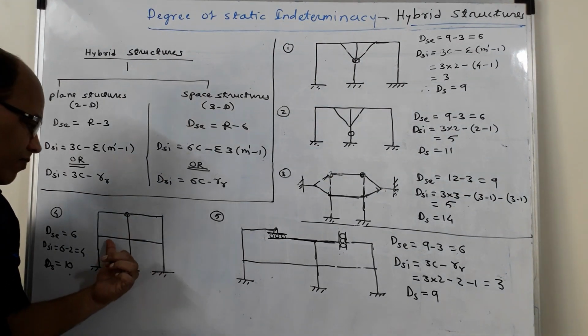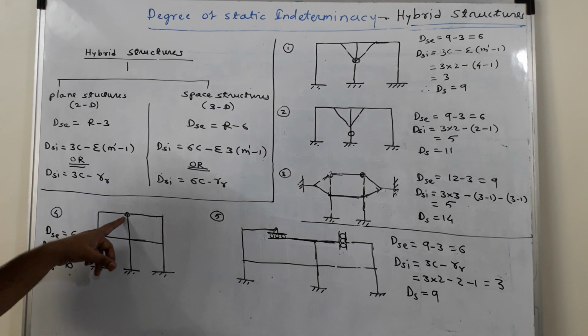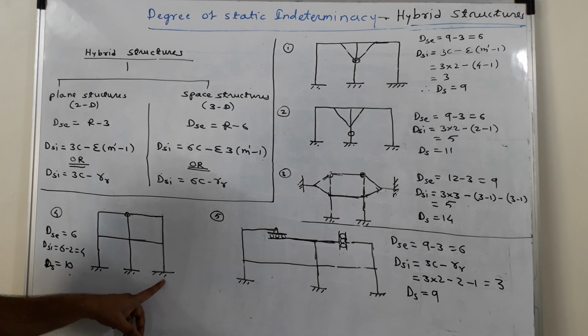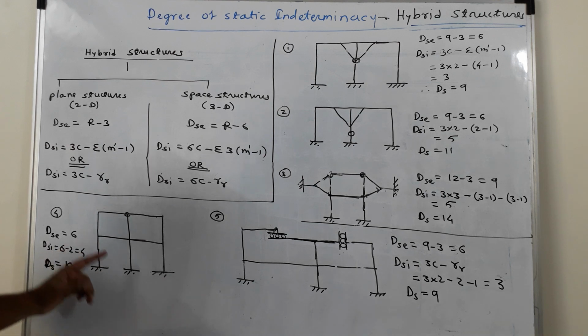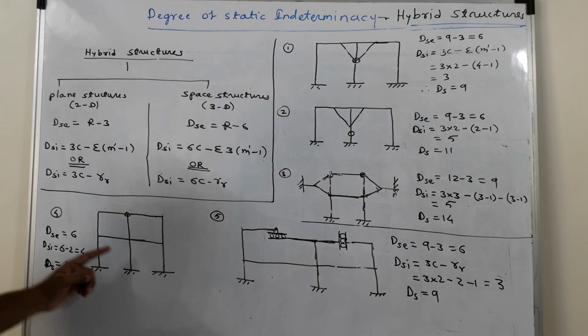This is the fourth one. Now this is the hinge joint, as you can see. Now there are 3 fixed supports. So DSE is equal to R minus 3. R is equal to 3 plus 3 plus 3, that is 9. R is 9. 9 minus 3 becomes 6. So DSE is equal to 6.